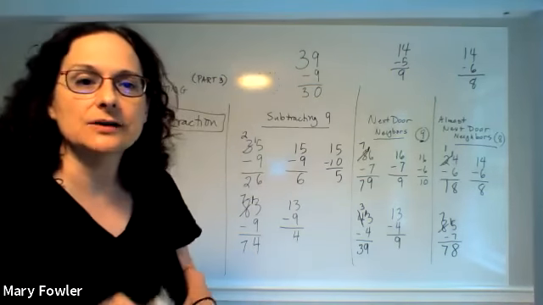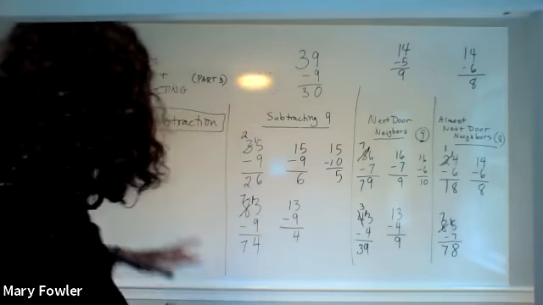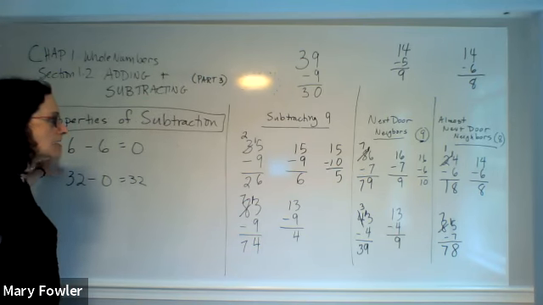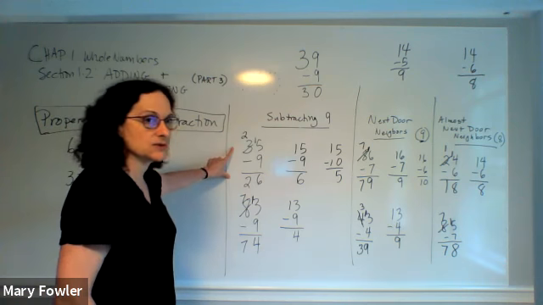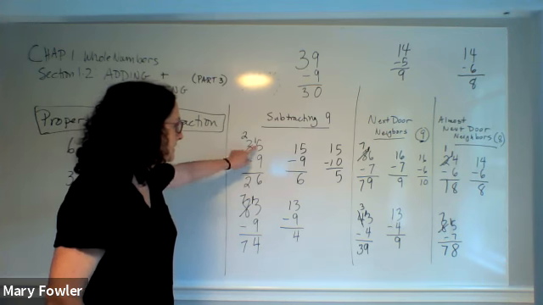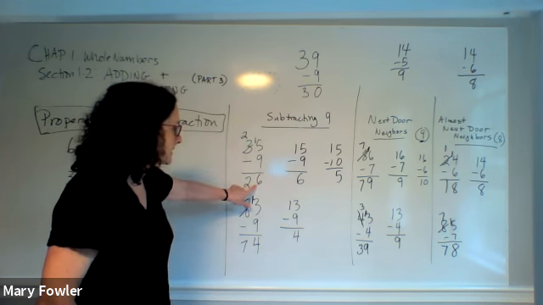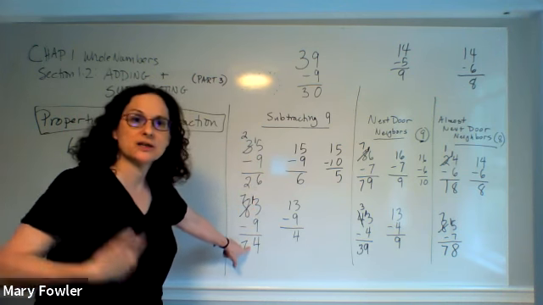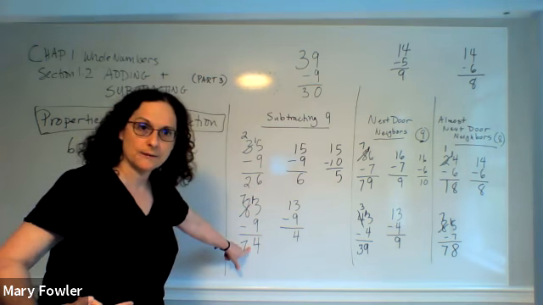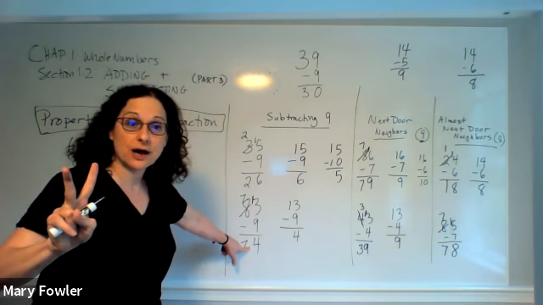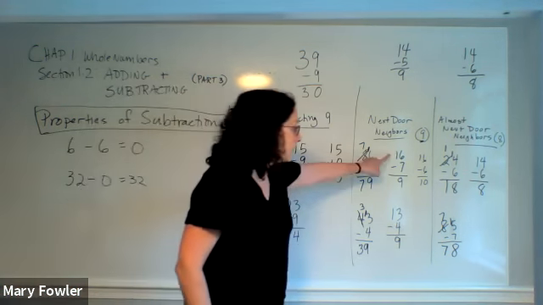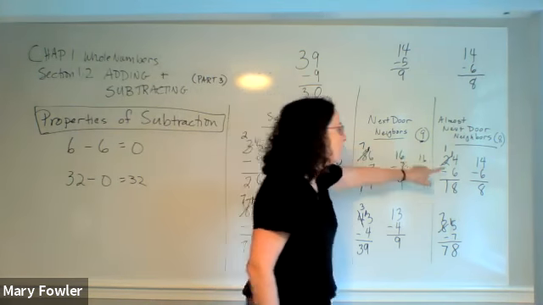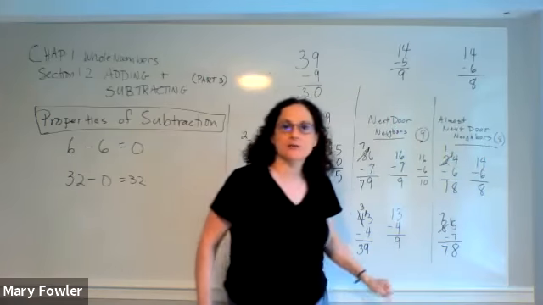It really comes down to the basic properties of subtraction, a strategy for subtracting 9s. 15 minus 9 is 6. 13 minus 9 is 4. So it's always increase that ones digit by 1. And then 2 more strategies. Next door neighbors have an answer of 9, and almost next door neighbors have an answer of 8.